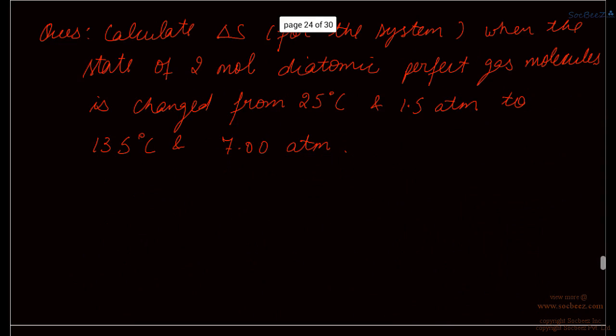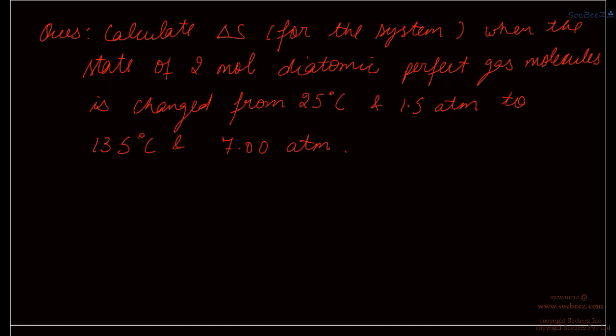Okay, so now let's discuss another question. The question says: calculate delta S for the system when the state of 2 mole diatomic perfect gas molecules is changed from 25 degrees Celsius and 1.5 atm to 135 degrees Celsius and 7 atm. Okay, so let's see how this problem can be solved.